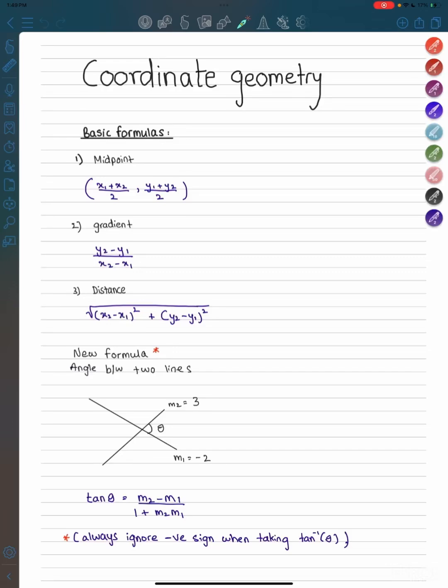Welcome to Decoded Maths. Today I will be going over the first chapter of A-level maths, which is coordinate geometry. It's not a very difficult chapter.